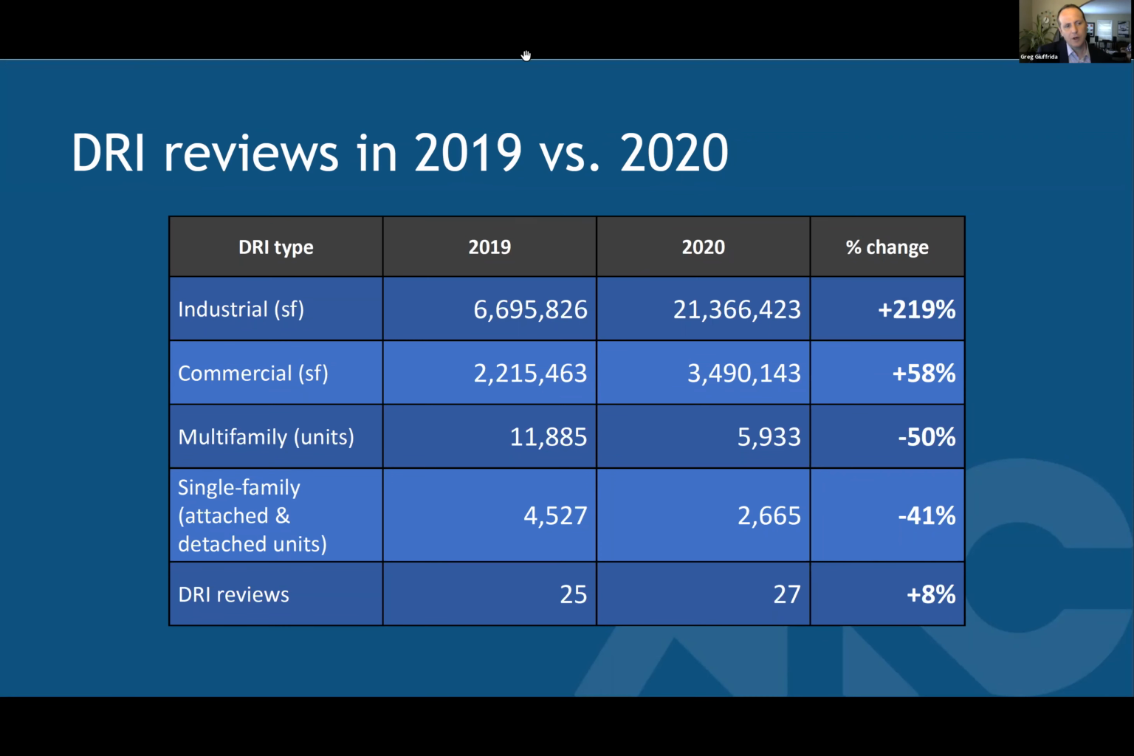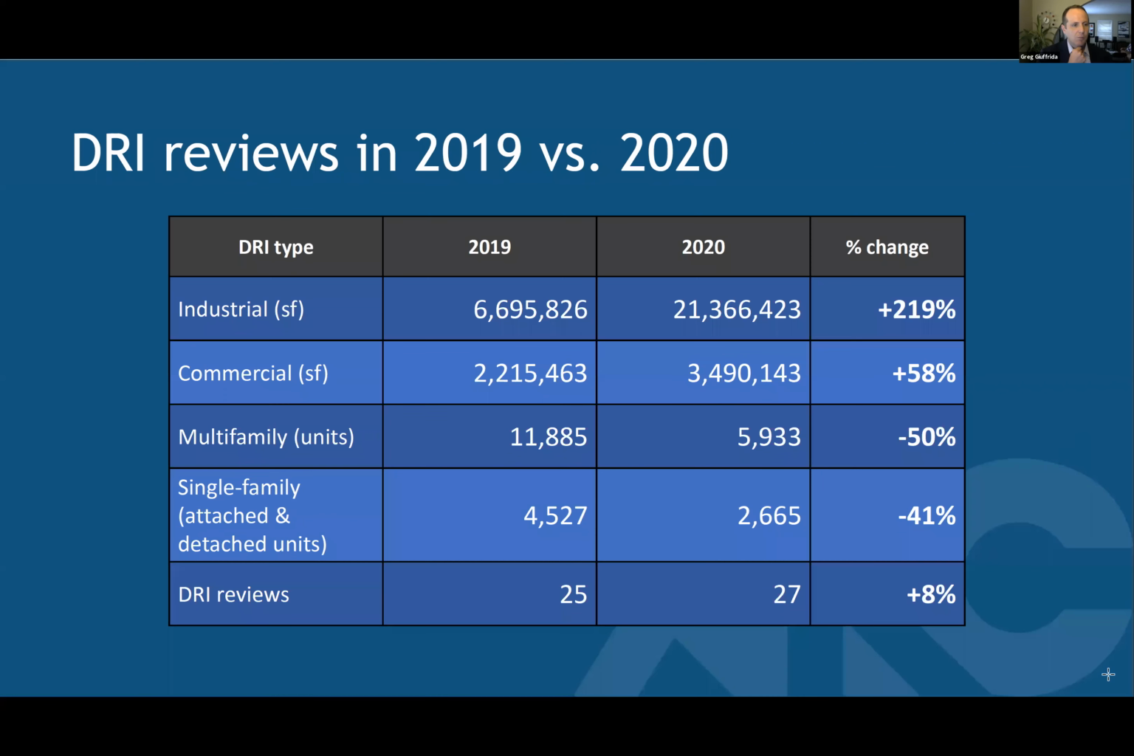Okay, here's the slide I was thinking of. I didn't know where it was. You can see that jump in square footage from 2019 to 2020. We had a 219% increase in industrial square footage, which is mostly distribution warehouse. We had an increase in commercial.